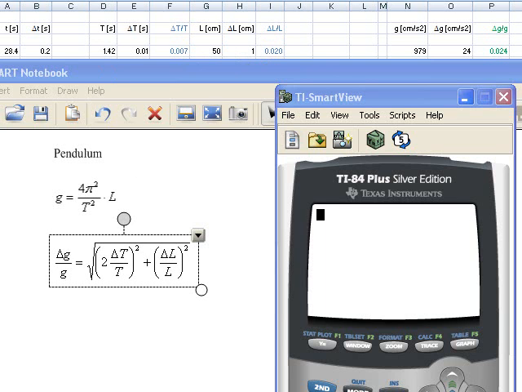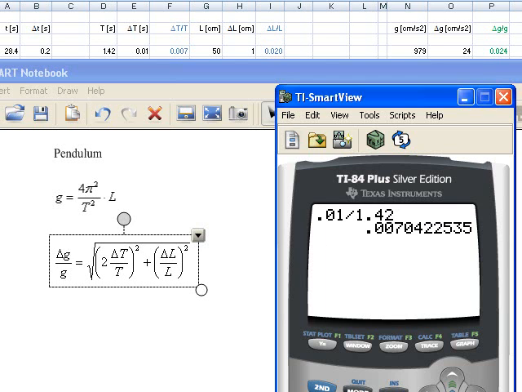Okay, so let's calculate these here. Delta T over T, so that's 0.01 divided by 1.42, which is 0.007. That's 0.7%, what I said a moment ago. And 1 divided by 50, which of course is 0.02. And that's also what I said a moment ago, about 2%.